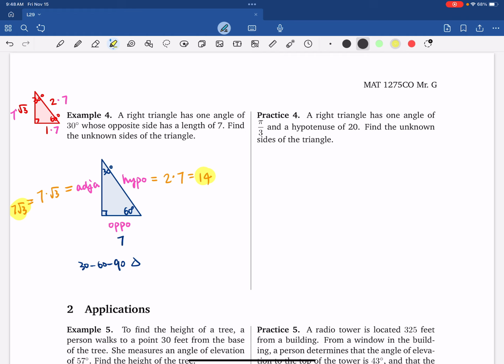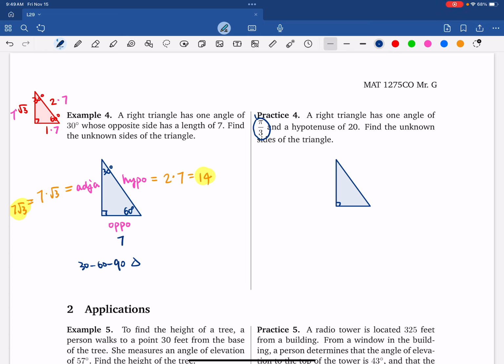Okay, practice 4. A right triangle has one angle of pi over 3 and a hypotenuse of 20. Find the unknown side of the triangle. All right, so let's do a visualization of this triangle. I should probably put it in the center, right? Let's move it. And then we have the 90 degrees. And we also have pi over 3.